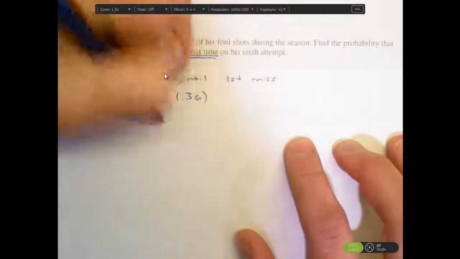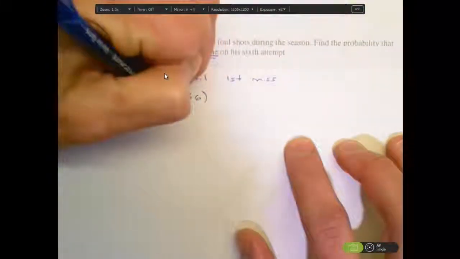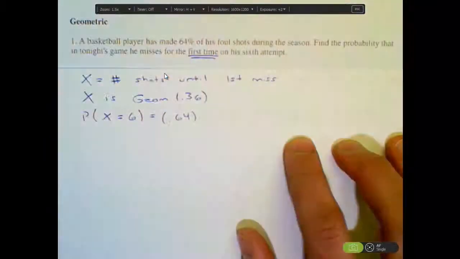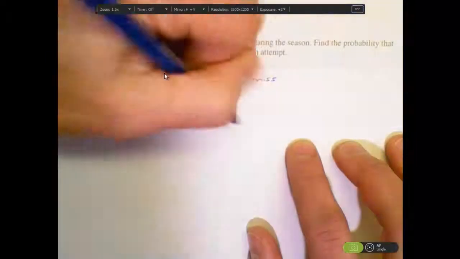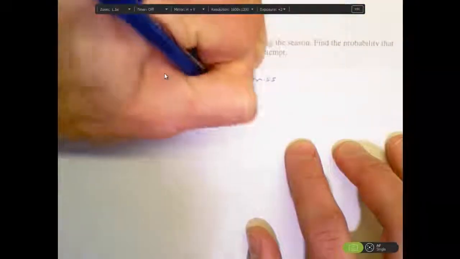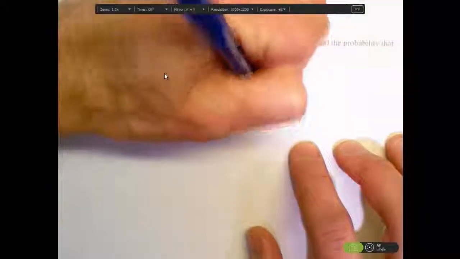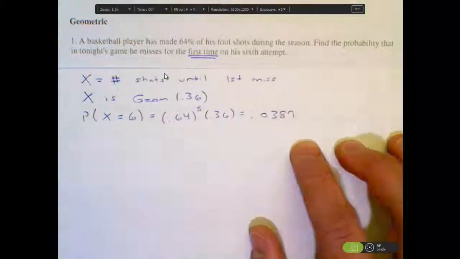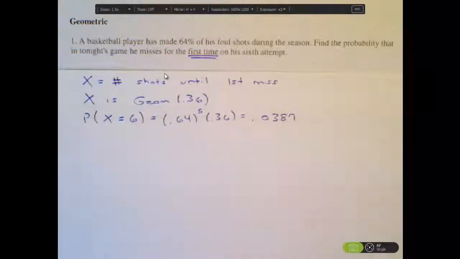So this is kind of similar to what we saw back in chapter 14. So the probability that he makes it, because each shot is independent of one another, I can multiply these events. So 0.64 to the 5th times 0.36. And I can plug that in my calculator pretty easily and get 0.0837. So a little less than a 4% chance of that happening. Okay, let's look at question 2.